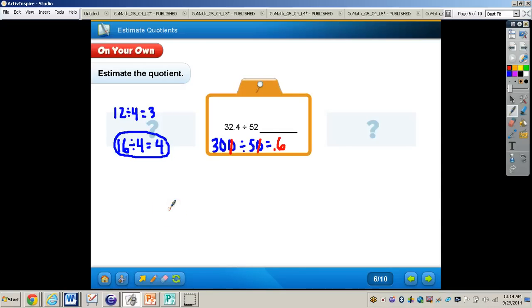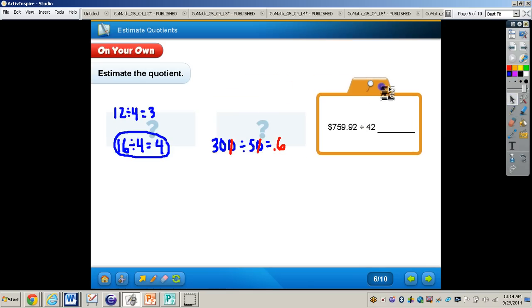Now for this problem, I have 6/10 as my answer. What I did is I changed that 32 and 4/10 to 324/10, and then I changed that to a compatible number of 5, or a 50, which would be 300/10. So I have 300/10 divided by 50. I could eliminate my zeros, giving me 6/10.